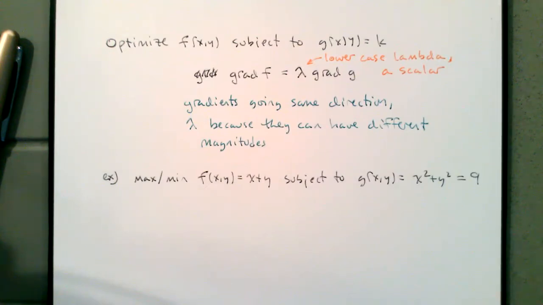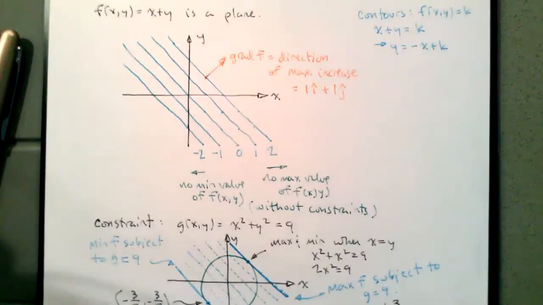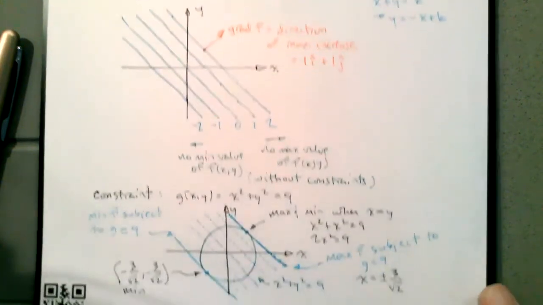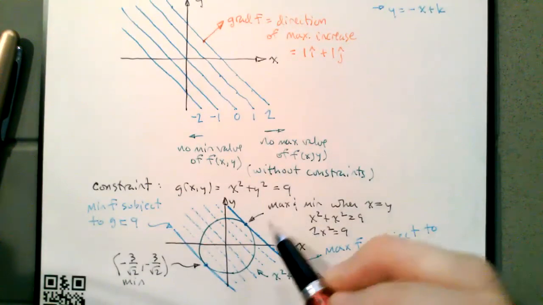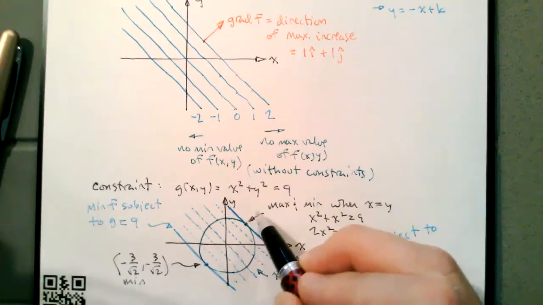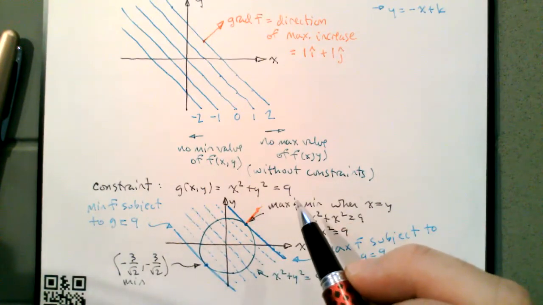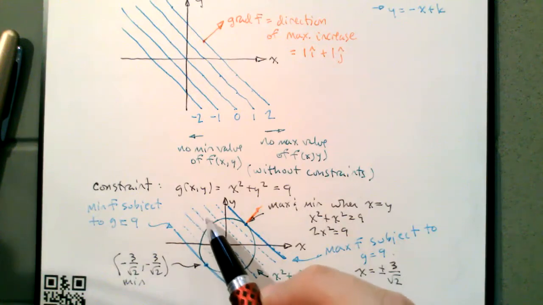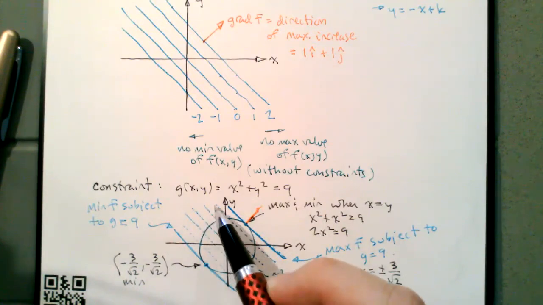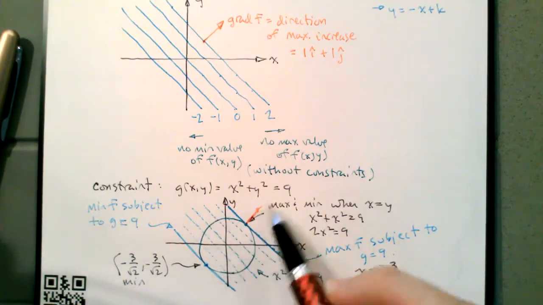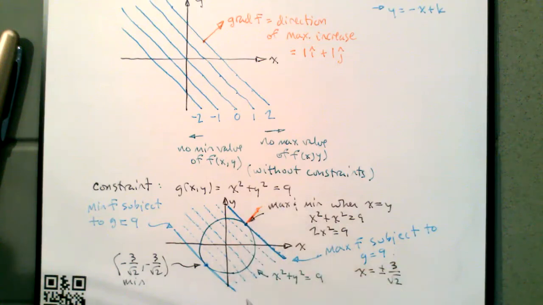I want the gradient of f to be a constant times the gradient of g. That would indicate the two gradients are going in the same direction. So the gradient of f, we know, is going perpendicular to the contour. And the gradient of g will be perpendicular to the contour. And I just want to find the point where those gradients line up and go in the same direction.